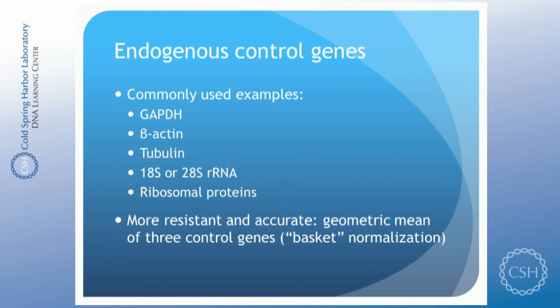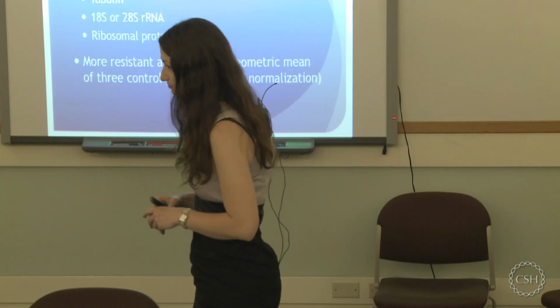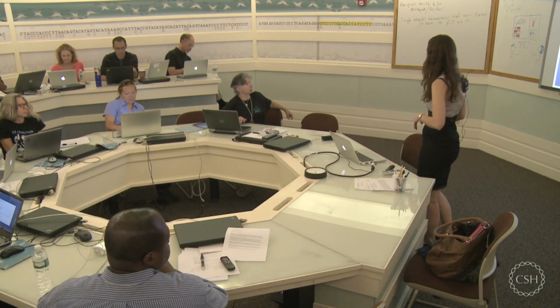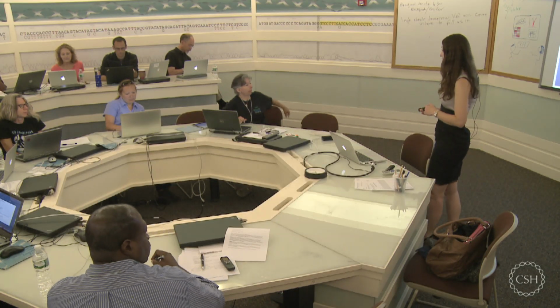Therefore, you use 3 different control genes, or however many you want to use, but 3 is generally what people do. And you use the geometric mean of those 3 control genes and use that for normalization of your target genes. And so you would use the combination of those same 3? You can use any 3 which you think are stable for your sample.